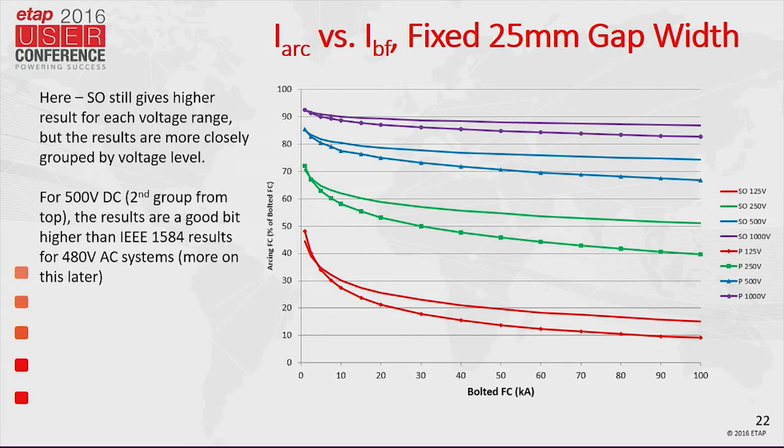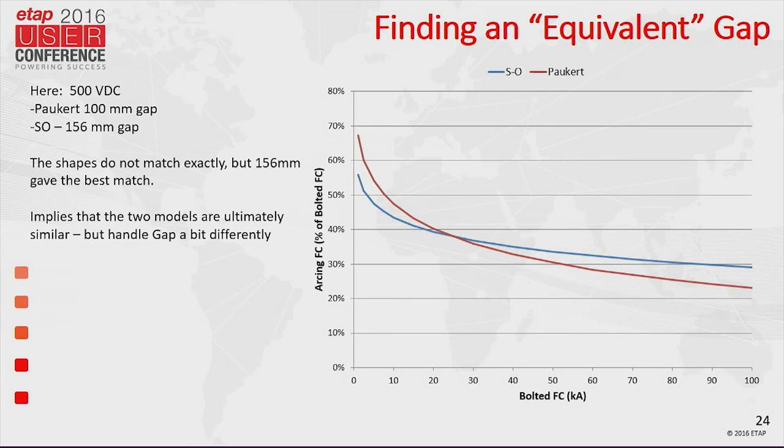I was wondering if we could find essentially an equivalent gap to bring those two models together. Maybe they're just off by a little factor or something. Maybe we could make them match. And so that's what I was trying to do on this one. I set the PowerCut gap equal to 100 millimeters and then solved for an equivalent gap in the Stokes model to see if I could match them up, minimize the error between the two graphs.